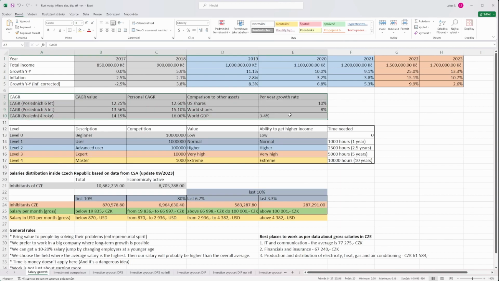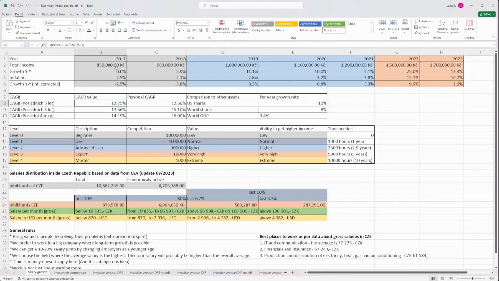Then another metric that we can calculate regarding our salary, if we want to compare it, for example, against shares, is the so-called compound average growth rate. In this case, we are asking how much this amount of money has to grow over the next 6 years so that we end up at 1,700,000 Czech crowns. And we would figure out that it's 12%. And then we can of course calculate, for example, the last 5 years and last 4 years to see if there is any trend, if it's getting faster or slower, to get some feedback.